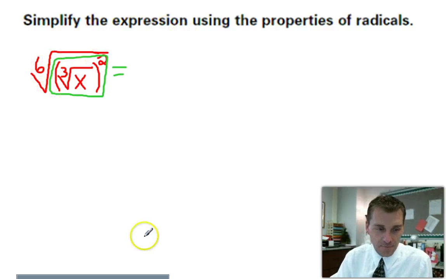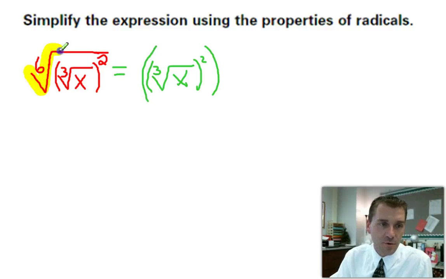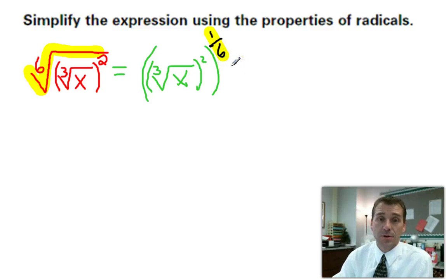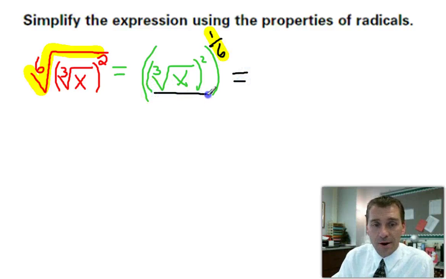And here's what I mean by that. I'll write it as the cube root of x, all that's squared. That whole thing, however, since I can take the 6th root, I can write the 6th root as the 1/6 power. That's the 6th root. So now let's keep on going. Let's rewrite the cube root of x squared as a rational exponent. So the base is x, the power is 2, and the root is 3.